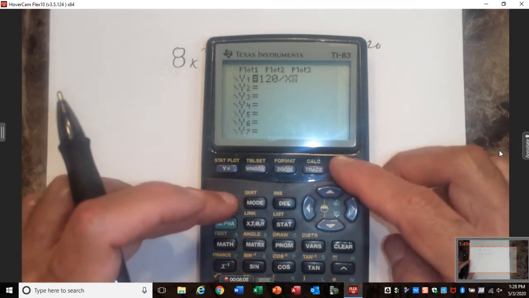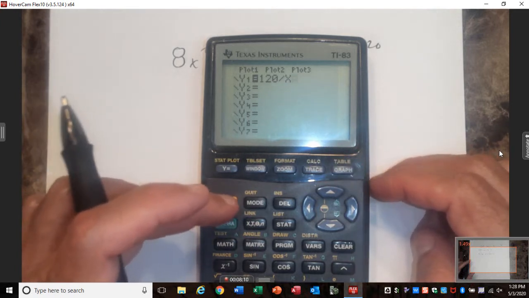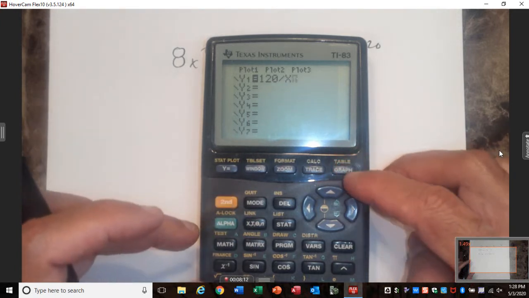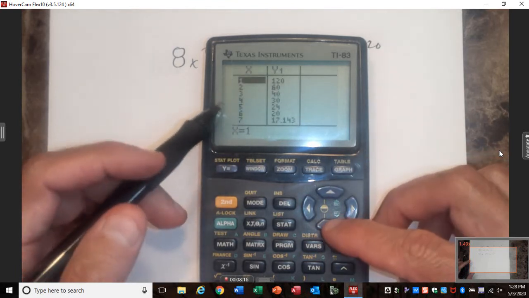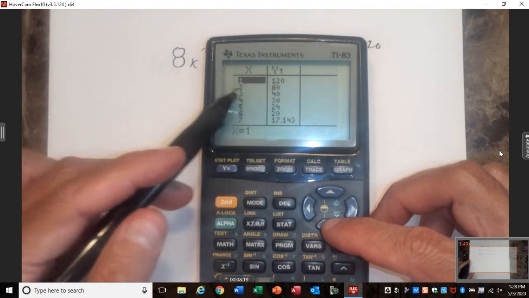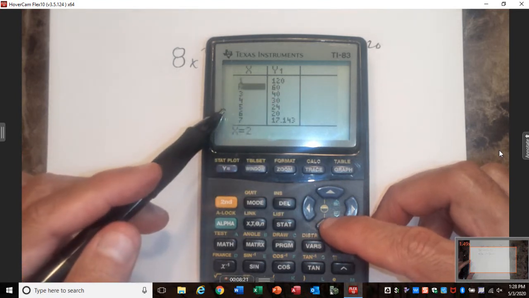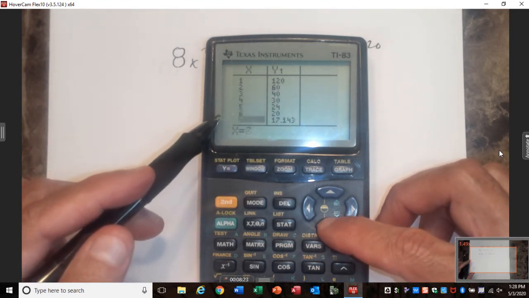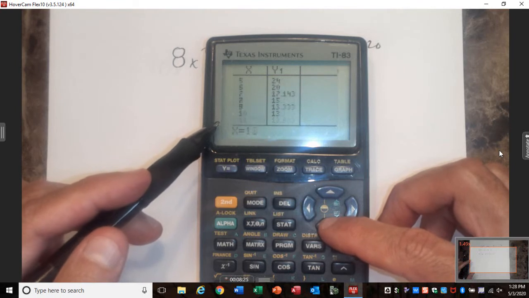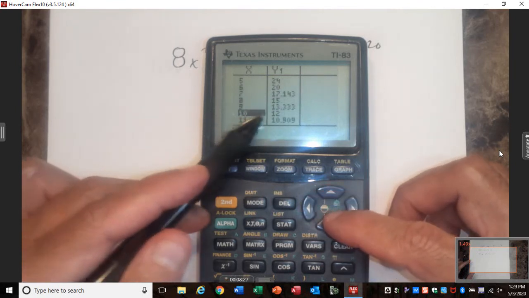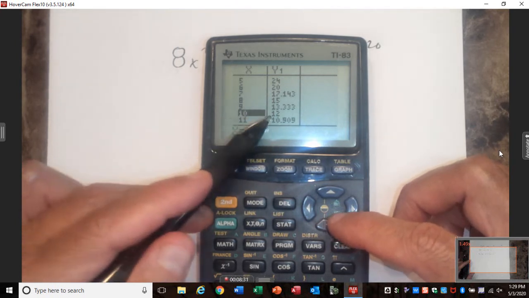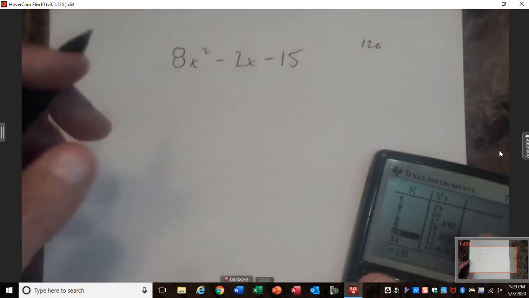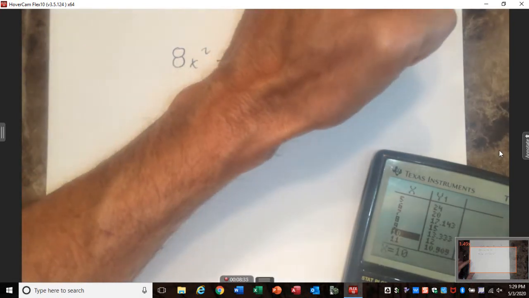Now we want to go to our table, yellow key or blue key, whichever calculator you have, and then graph. Make sure x is 1. Go down the list. Now we want a row that when you subtract gives you 2. So keep going. Numbers should get closer together. How about 10 and 12? 10 times 12 is 120, and 12 minus 10 is 2. So we're going to use 12 and 10.